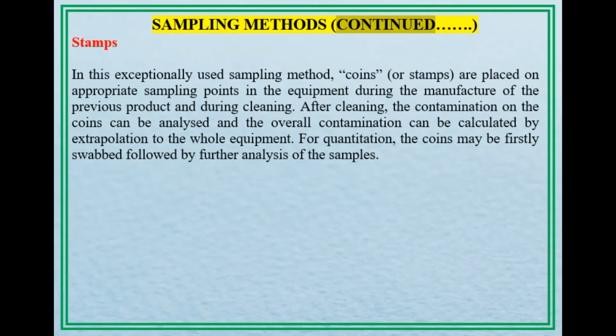Sampling methods, continued. Stamps. In this exceptionally used sampling method, coins, or stamps, are placed on appropriate sampling points in the equipment during the manufacture of the previous product and during cleaning. After cleaning, the contamination on the coins can be analyzed and the overall contamination can be calculated by extrapolation to the whole equipment. For quantitation, the coins may be firstly swabbed followed by further analysis of the samples.